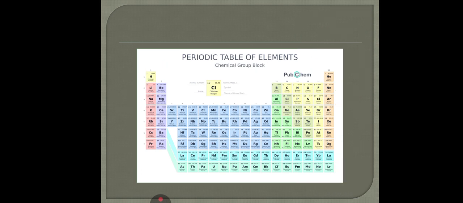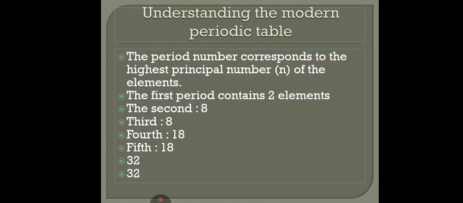Okay, so the order is 2, 8, 8, 18, 18, 32, and 32. So here you can observe the first period contains 2 elements. The second contains 8. The third contains 8. Fourth contains 18 elements. Fifth contains 18. Sixth contains 32. And seventh contains 32.